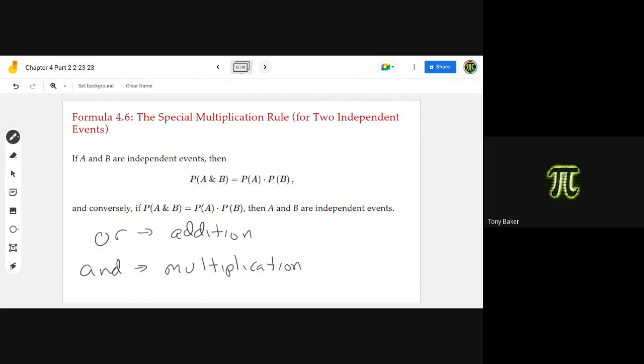Now my little note down the bottom, wording. If you see the word or, you're adding. The term and is multiplication.